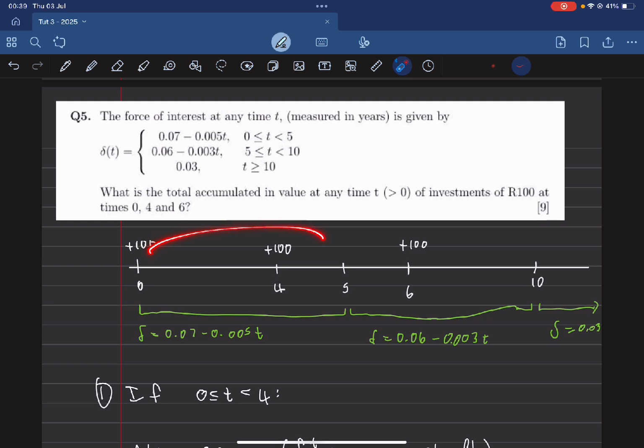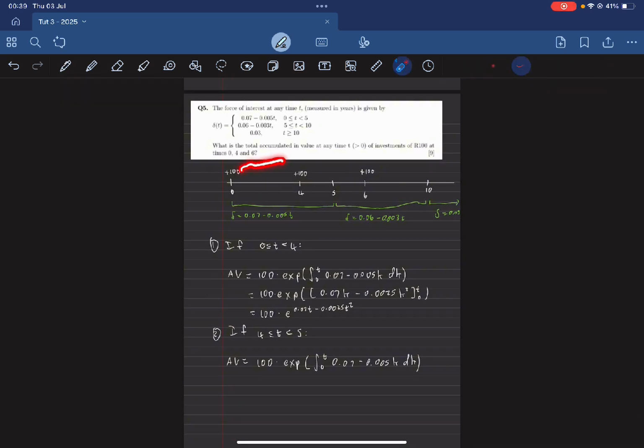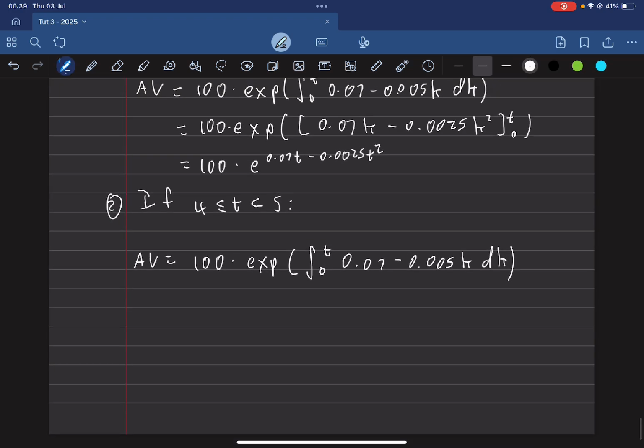this 100. So it's basically going to be 100 times e to the power of the integral. So we're going to have to move it forward from time 0 to time t, but now t can be greater than 4, so it'll be 0.07 minus 0.005k, dk. Okay, that's basically we're moving this 100 forward now to somewhere here, for example, to t, and now we have to move this 100 forward from time 4 to time t.